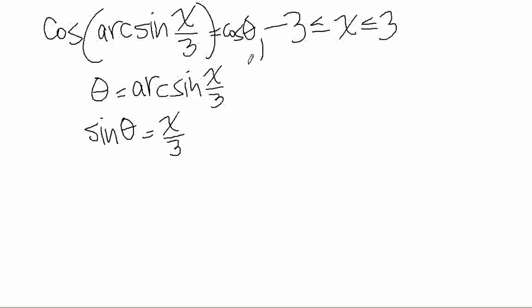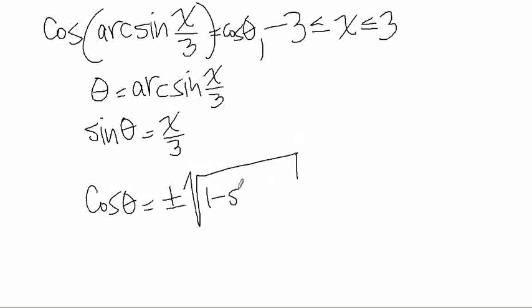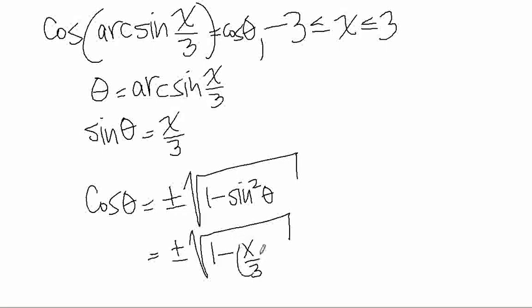Okay? So we know that the cosine of theta is equal to plus or minus the square root of 1 minus sine squared theta. You can derive that from the Pythagorean identity. So apparently the original expression is equivalent to plus or minus the square root of 1 minus x over 3 squared. Now we have to decide whether we go with the plus version or the minus version.